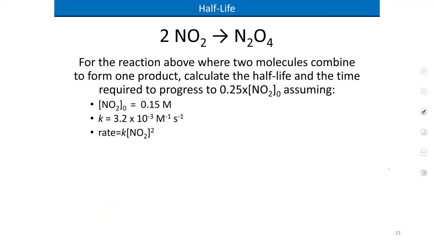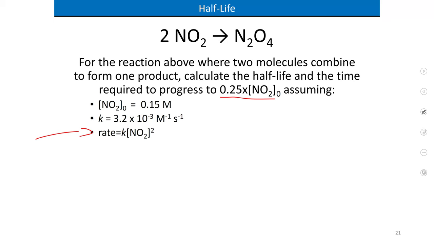So let's do an example. Here's a reaction: 2 nitrogen dioxides combine to form dinitrogen tetraoxide. What is the half-life and the time required to progress to 1/4 of the initial concentration if we start with these assumptions? That one's key. That tells us which equation we have to use.